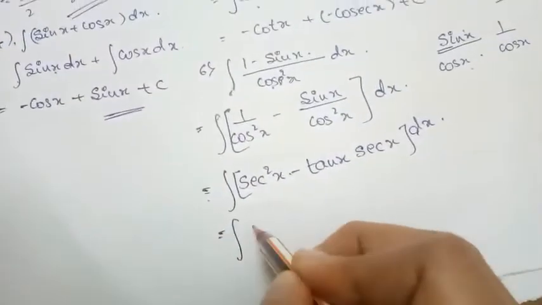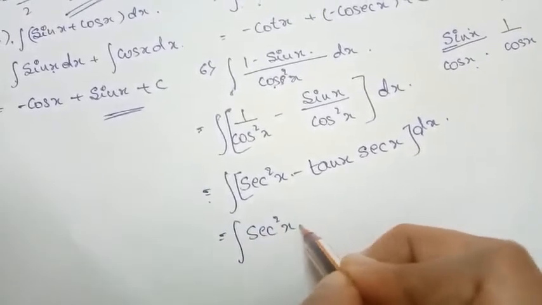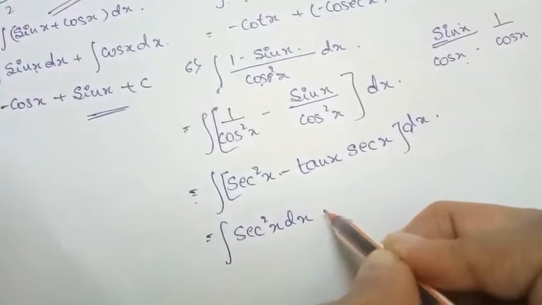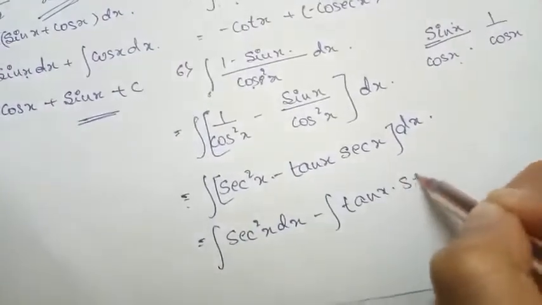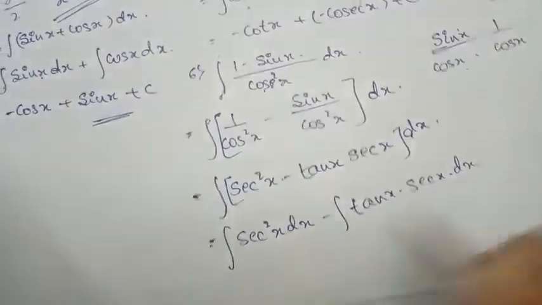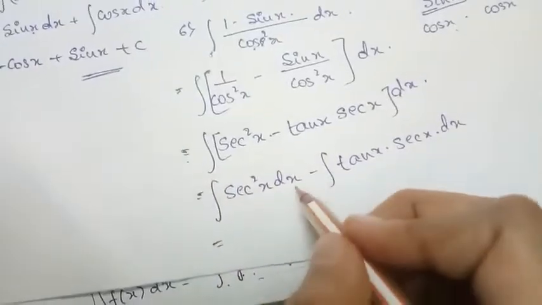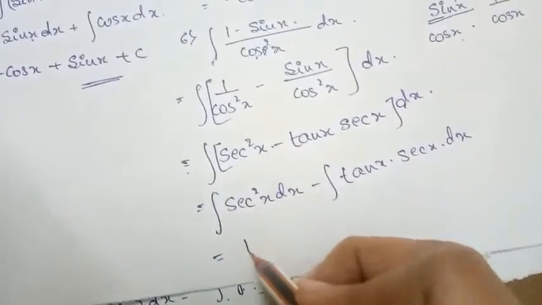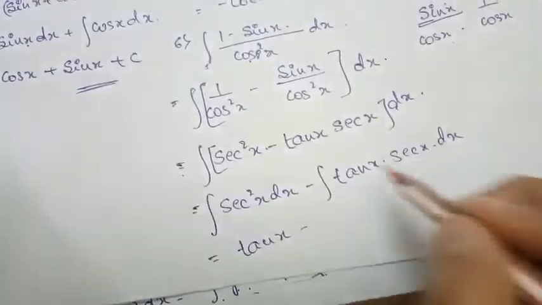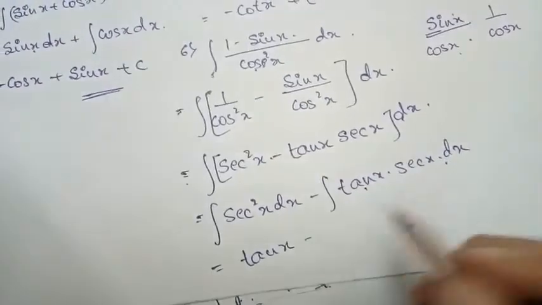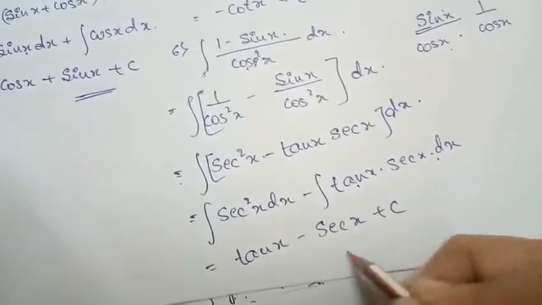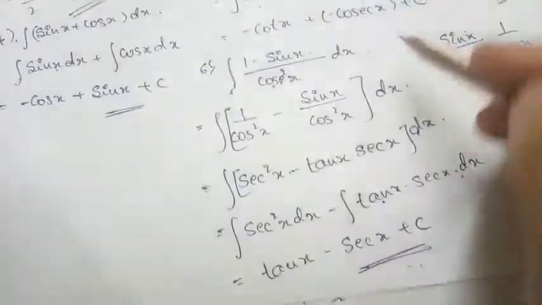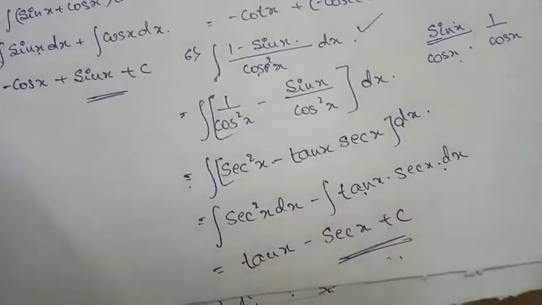So now this integration is split into both the terms. So integration of secant square x dx minus integration of tan x into secant x into dx. So what is the integral of secant square dx? The integral of secant square dx is tan x, and integration of tan x into secant x is nothing but secant x plus c. So this is the integral of the given function.